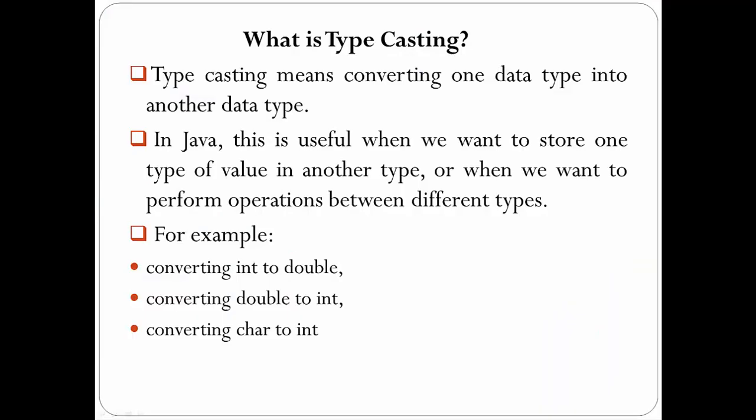What is typecasting? Typecasting simply means converting one data type into another data type. Here we can see a few examples. For example, converting int to double, or converting double to int, or converting char to int. So in Java, this is useful when we want to store one type of value in another type, or when we want to perform operations between different data types.